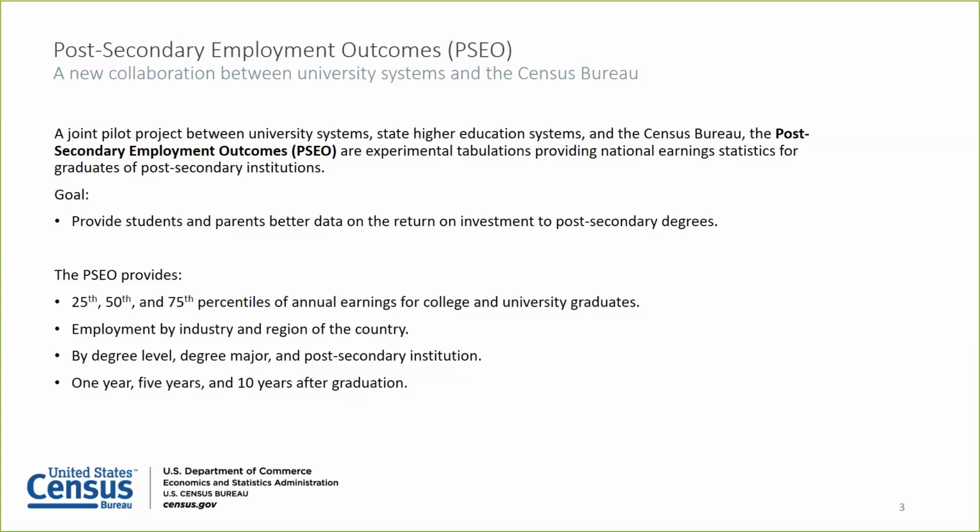So what does the PSEO provide? We have two main tables that we release. We release an earnings outcomes table, which if you download the data, is called the PSEO-E for earnings. And that is the 25th, 50th, and 75th percentile of annual earnings for college and university graduates. And that's by institution, by major, by degree level, and also by graduation cohort. And then we do that for 1 year, 5, and 10 years after graduation.